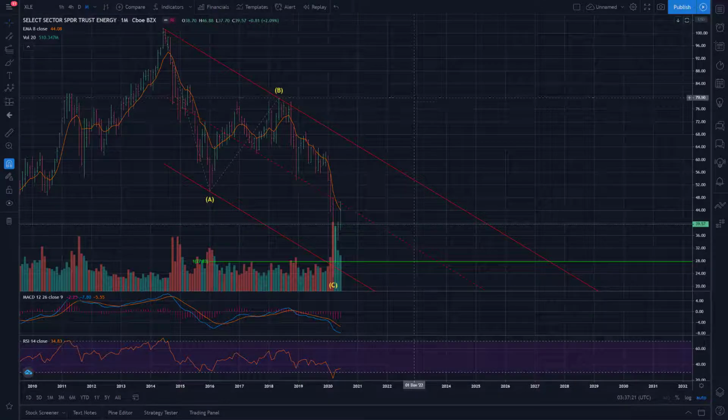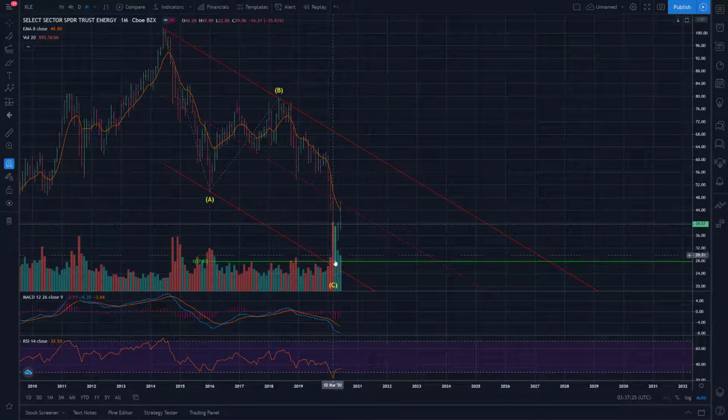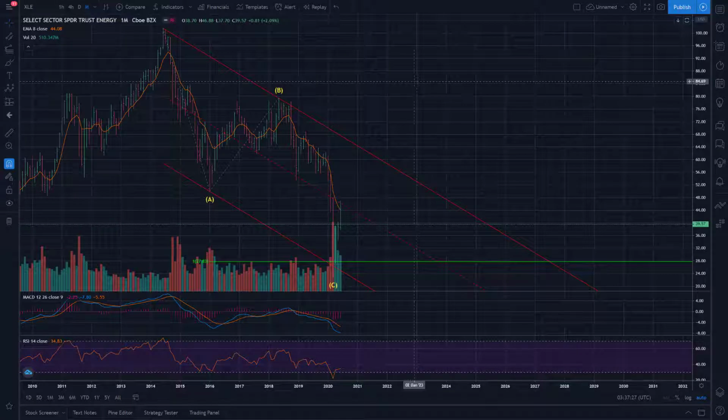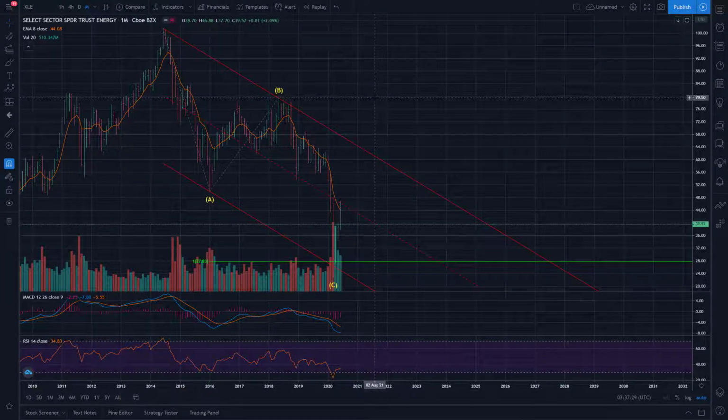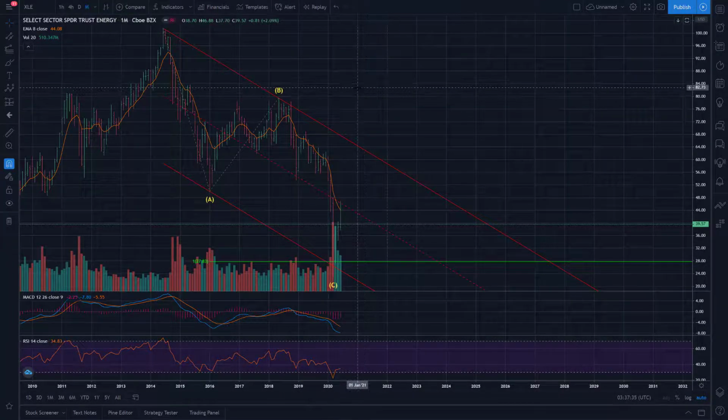And given that I do see an impulse wave clearly off the bottom on crude oil, that tells me that the larger trend is now up on the oil market, which certainly bodes well for something like XLE.